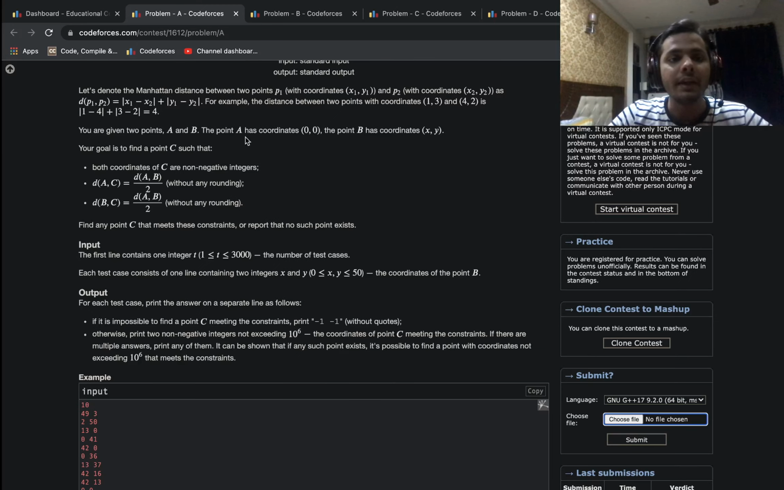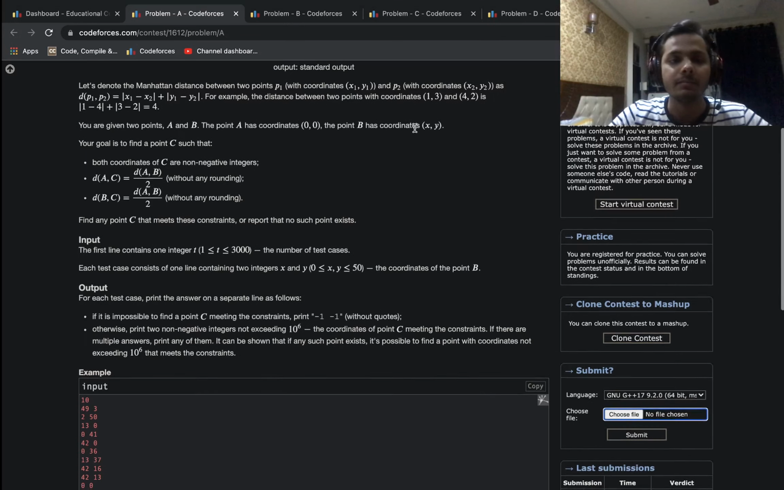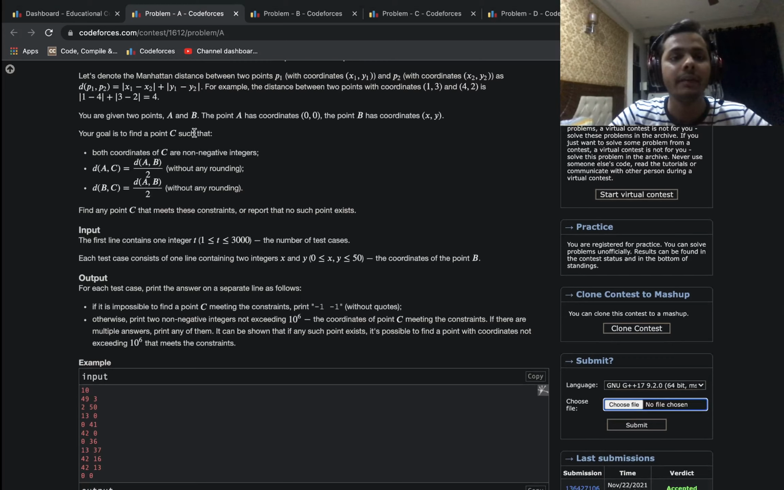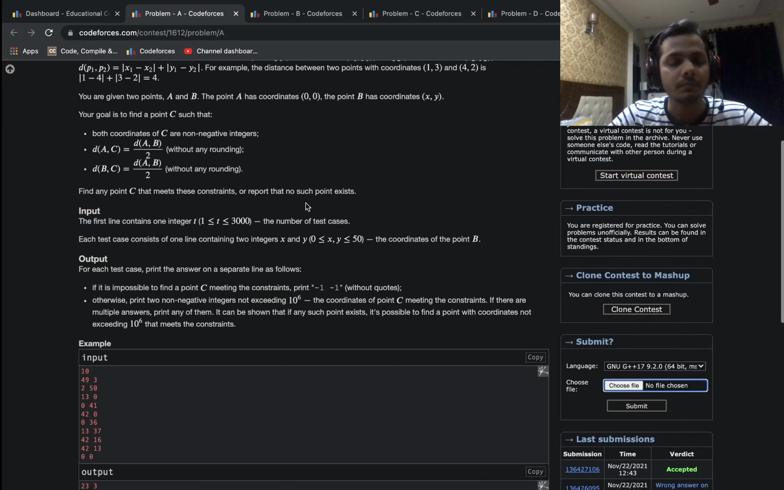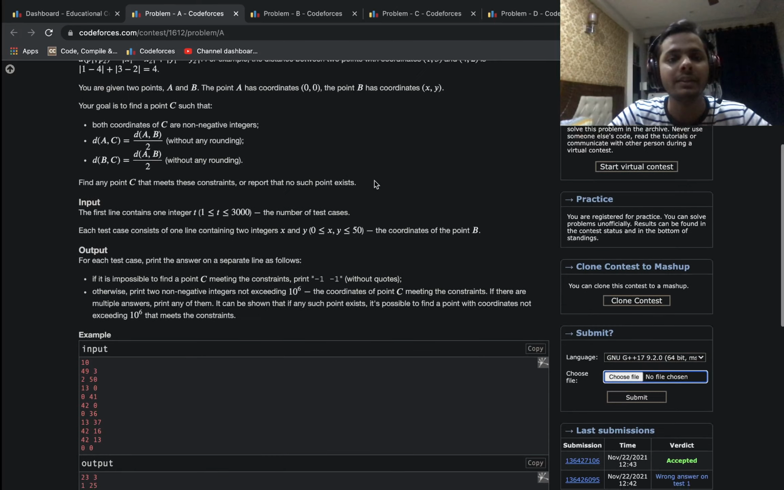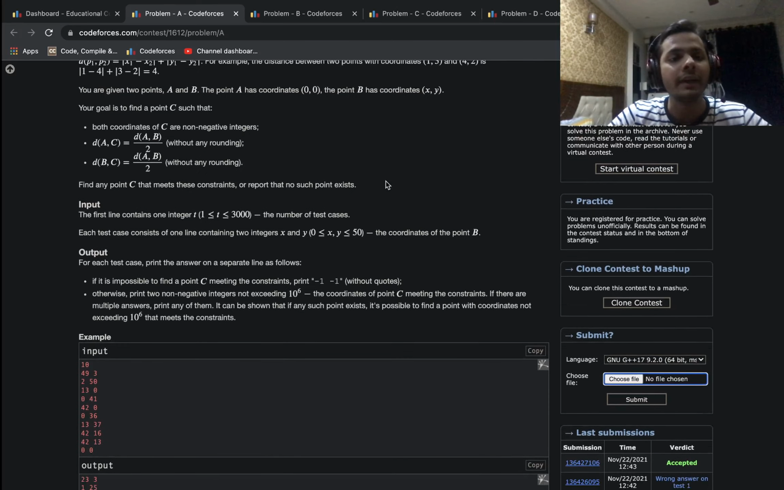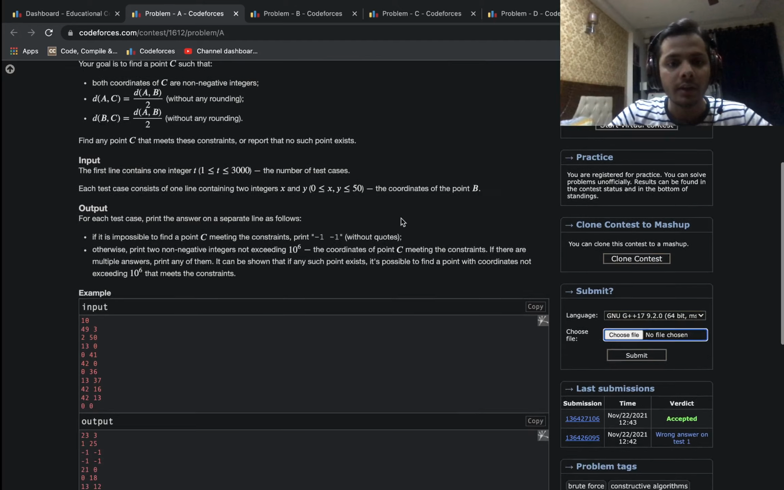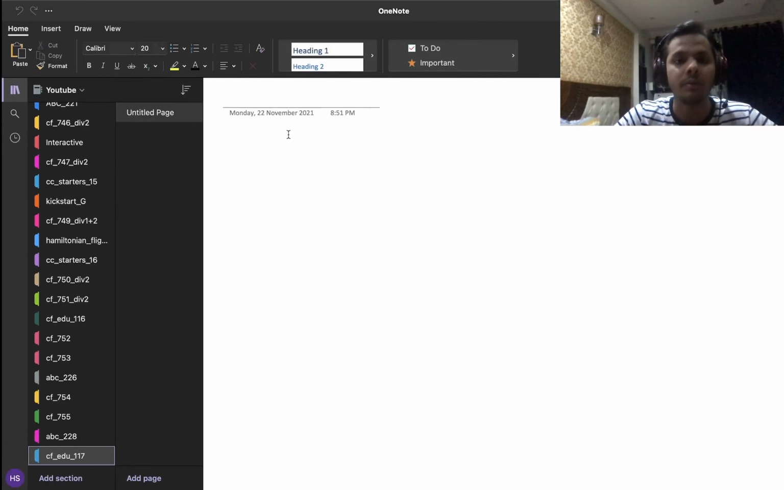Now we already have 2 points. One point A is just the origin 0 comma 0 and a point B which is x comma y. Now we need to find a point C such that the Manhattan distance from A to C is equal to half of the Manhattan distance from A to B, and the Manhattan distance from B to C is also equal to half of that from A to B. And we have to find a point C such that its coordinates are non-negative integers. Okay, so let's try to see what's going on in this problem.